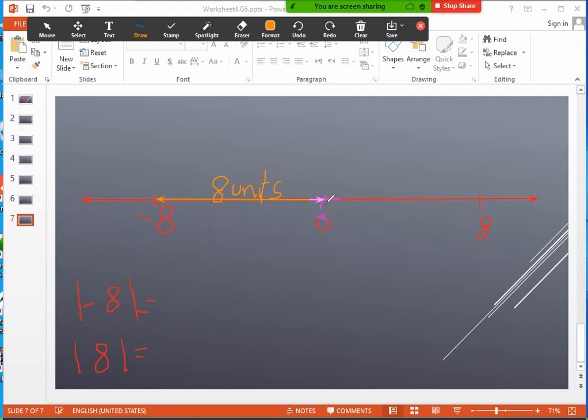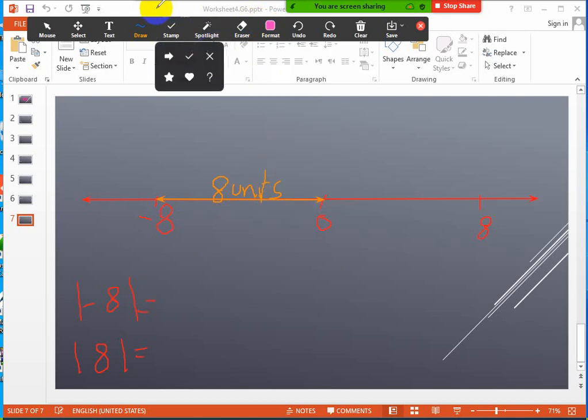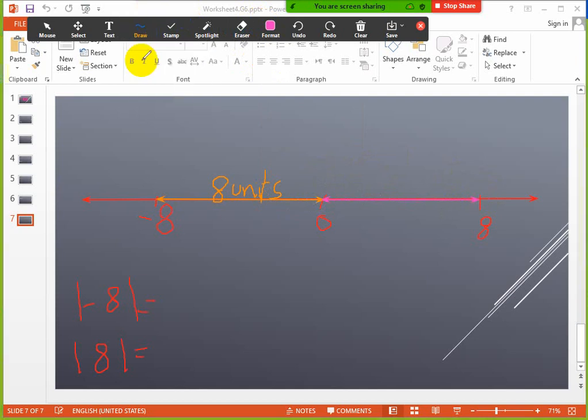Also, if I want to find the absolute value for 8, I have to find the distance between the point for number 8 on the number line and the 0 point. How will I find the distance? Also, I have to count the units that I have to jump to reach this point. So I have to jump 8 units also. Okay?